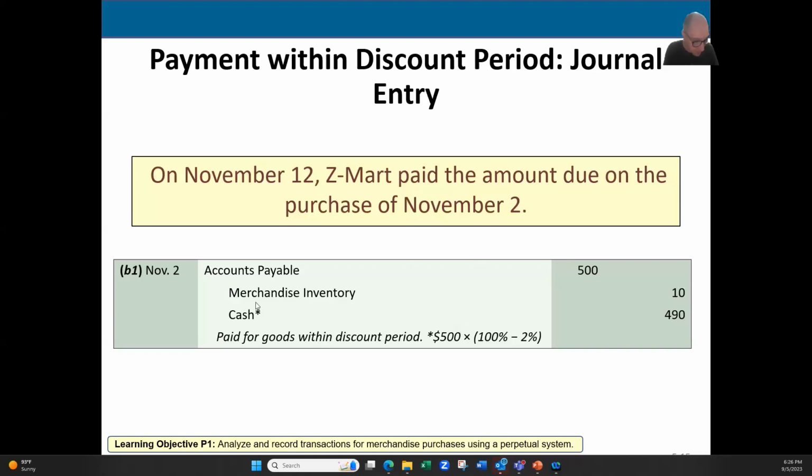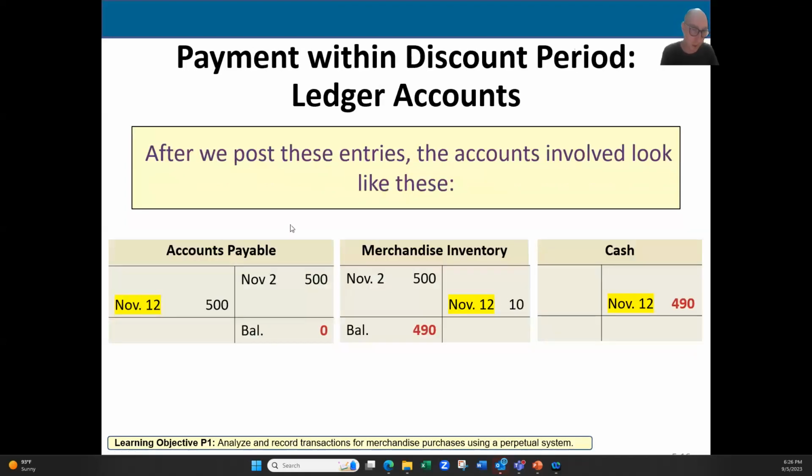Okay, so we made the purchase. We got the discount. We paid $4.90 in cash. We reduced our inventory by $10 value because of the discount. What does it look like on the T accounts? On our T accounts, we see the date I purchased it, November 2nd, and the day I paid it, November 12th. I reduced the inventory by 10 on the date that I paid it to represent the discount. I paid cash, $4.90.